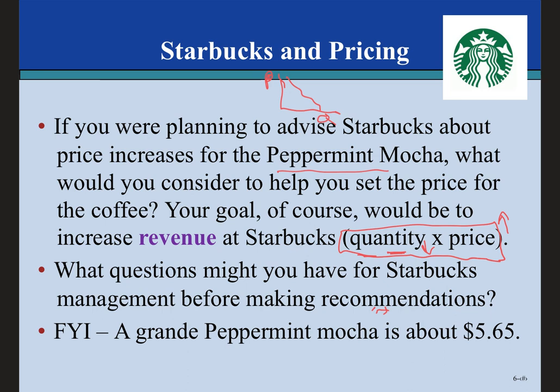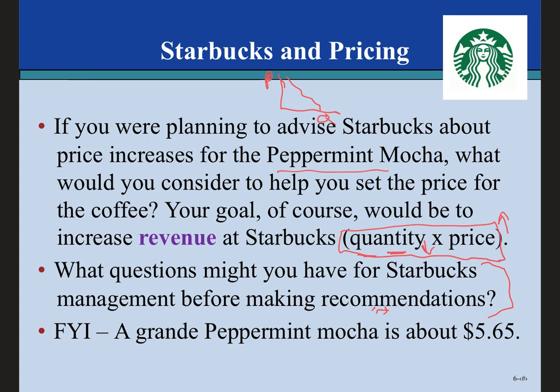But there are other considerations too, and some of these considerations might be how the peppermint mocha is advertised, and what types of products people also buy with peppermint mocha, their complementary goods. Starbucks knows the price increase may cause some people in the market not to buy it. Maybe they also won't buy the candy cane graham crackers or whatever else there might be at Starbucks that goes along with peppermint mocha. And there's a couple of other things that you might consider. So, in your notes, just jot down some ideas. What questions might you have for Starbucks before you made recommendations?